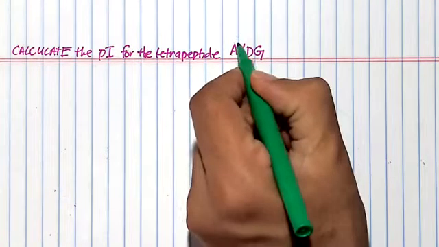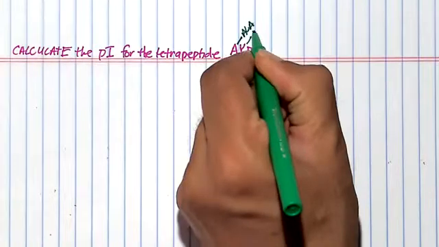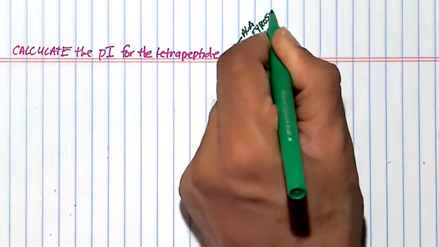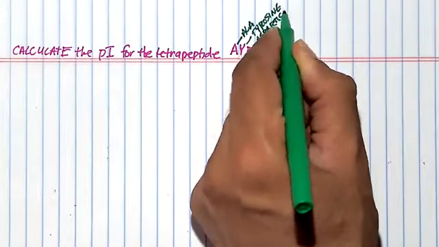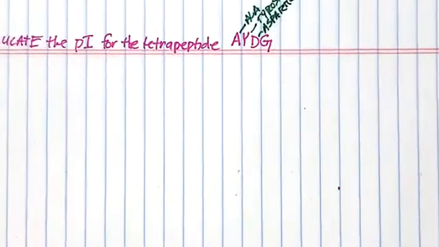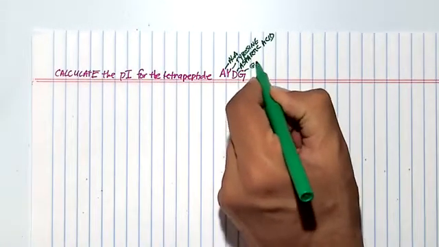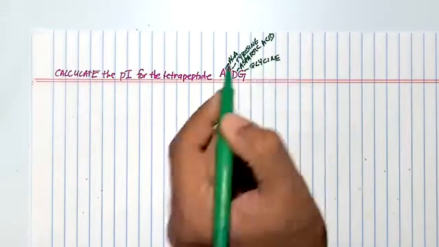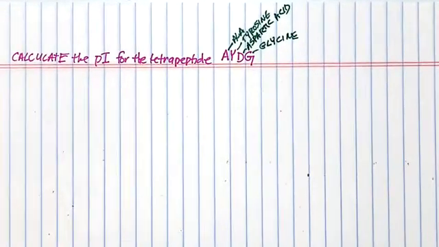Otherwise, it harkens back to the need to memorize those one-letter amino acid abbreviations. A stands for alanine. Y stands for the amino acid tyrosine. D stands for the amino acid aspartic acid. Okay, aspartic acid, or if the proton is off, aspartate. And then G stands for the amino acid glycine. Okay. So what is the isoelectric point for this tetrapeptide AYDG?